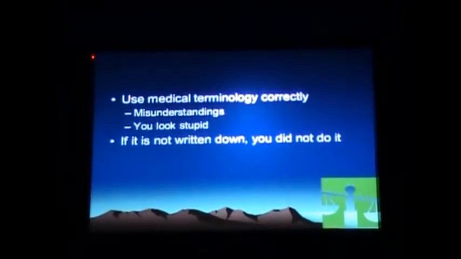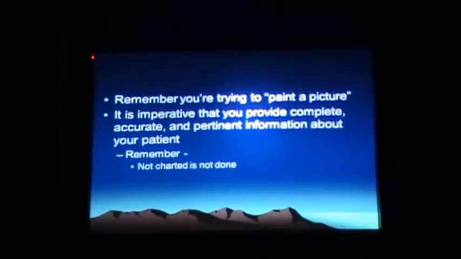If it's not written down, you didn't do it. Which gets back to our previous conversation about who's charting what and where and when. So I think that falls into it. And then sign your chart. It's a work of art. You have to take ownership of it. So make sure you're doing that.